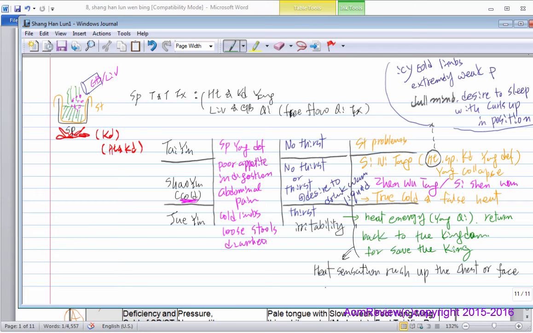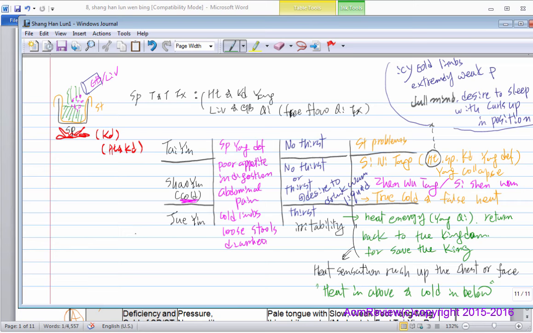Heating above and cold below. So heating above and cold below, this we call what condition? This we call the drain channel.